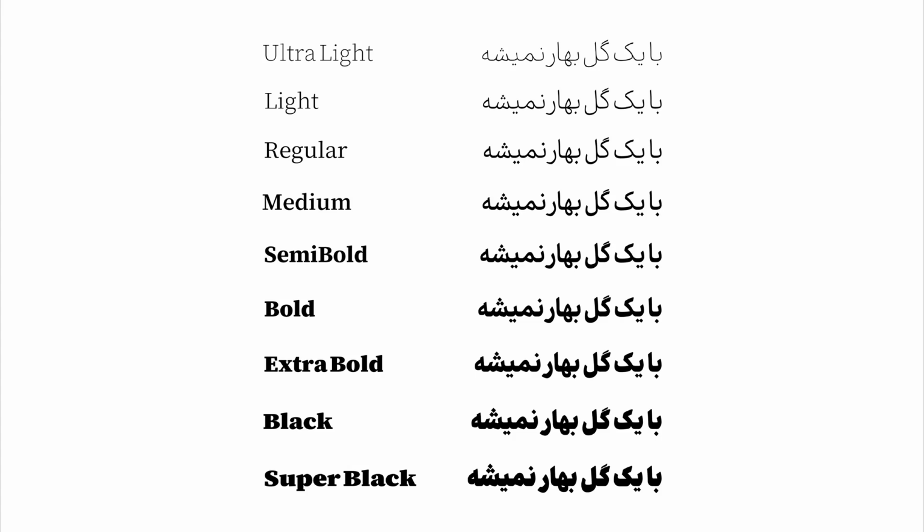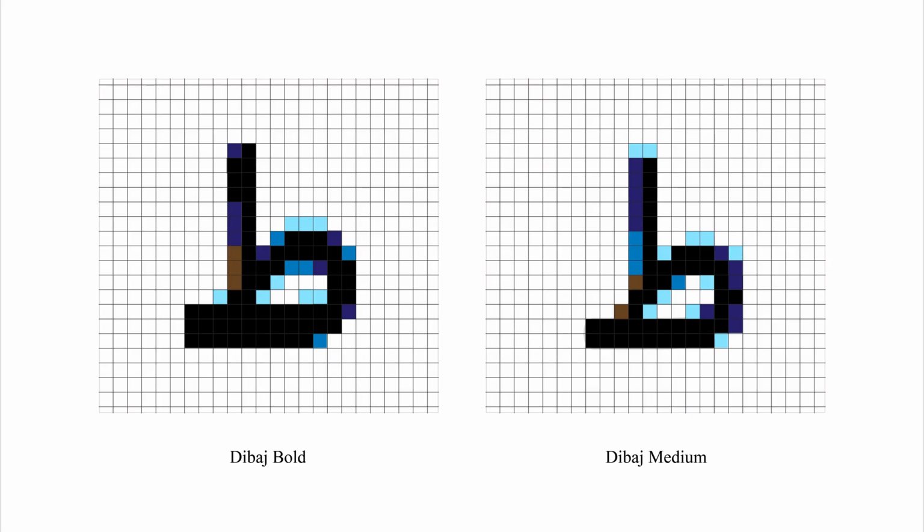The basic weights are suitable for use in line text of books, magazines, and so on. And its thick weights are suitable for graphic words and advertisements. At the end, you can see the coordination of Dibaj's different weights with the pixel structure. And despite it being a serif typeface, it has good readability on the screens.